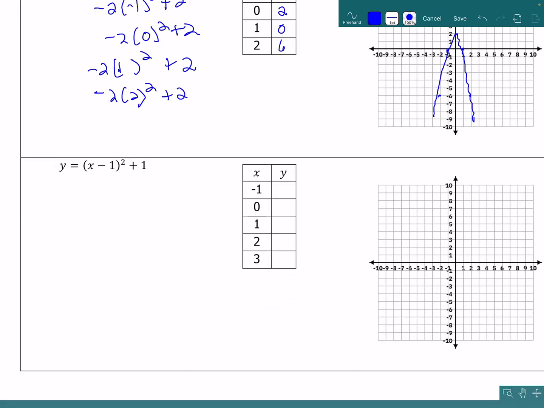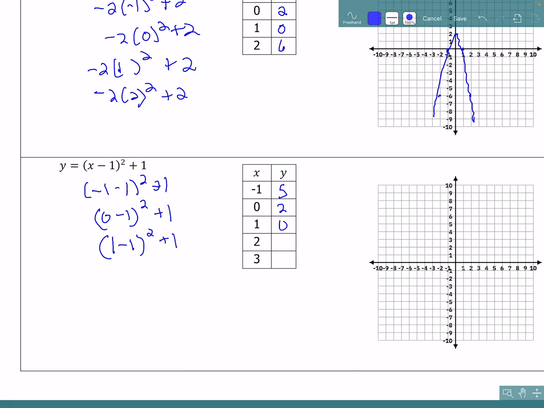Okay, and one last one. So just replacing the x with the number from the table. Okay, I'll do the parentheses first. I get negative 2. That squared becomes 4, so I end up with 5. And then again, I'm going to plot these points.